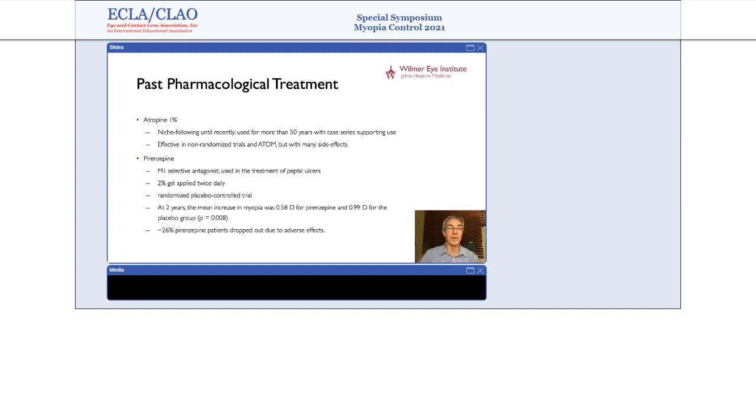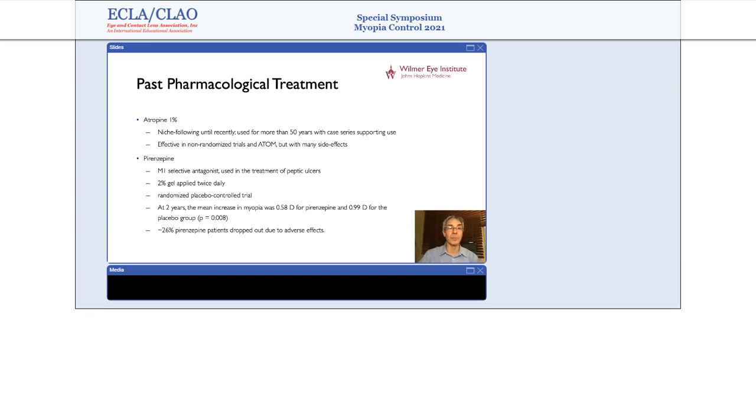Pharmacological treatment is not new. Atropine 1% has been used for more than 50 years, with case series supporting its use as effective. However, the side effects of 1% atropine on a daily basis would cause most patients to stop the therapy quite quickly. But it was effective in non-randomized trials, and ATOM-1 used it as one of its treatments and found it effective, but with many side effects.